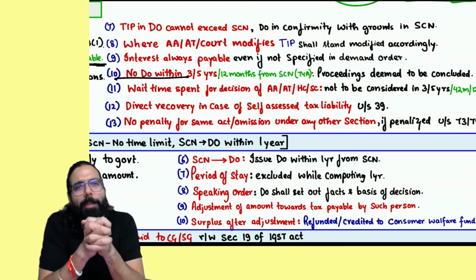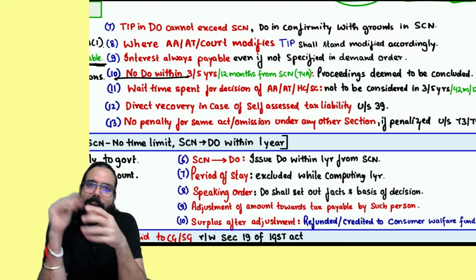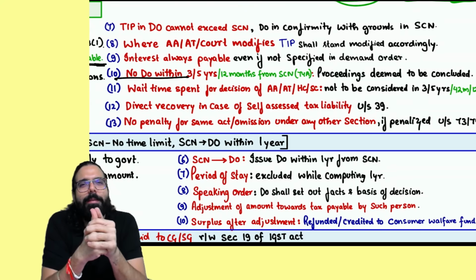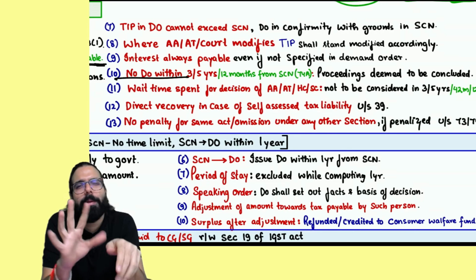What is the time limit for a demand order? 3 years or 5 years earlier was there, but now the time limit is 12 months, further extendable by 6 months.